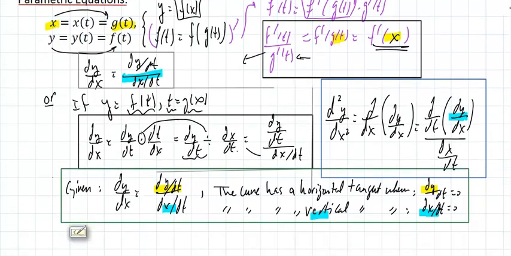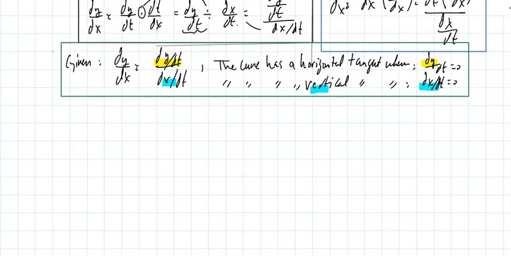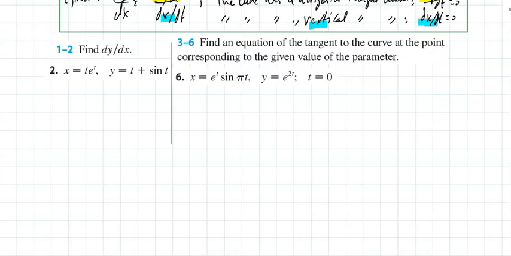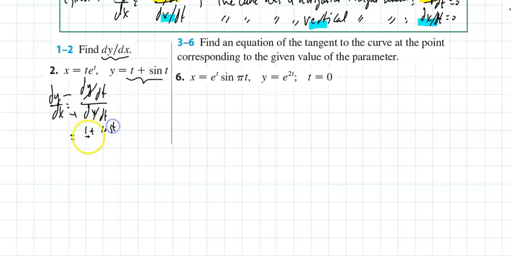Alright, good. Now, let's look at some problems. I'd like to start off with the following two problems. First problem just says find dy/dx, so something to get used to. It's not that challenging. Well, think about it this way. Y depends on t, and x depends on t. What's dy/dt? That is 1 plus the cosine of t. And what is dx/dt? Product rule.